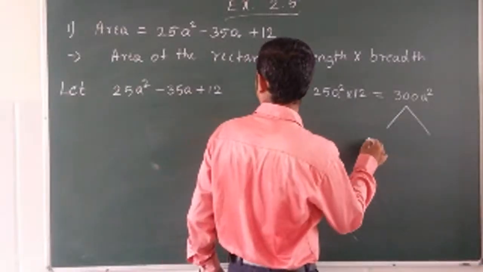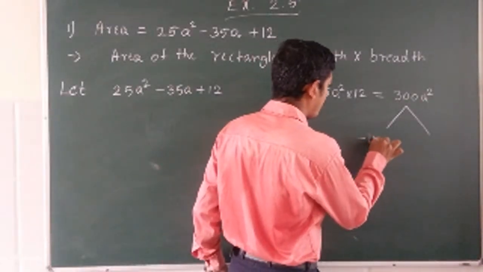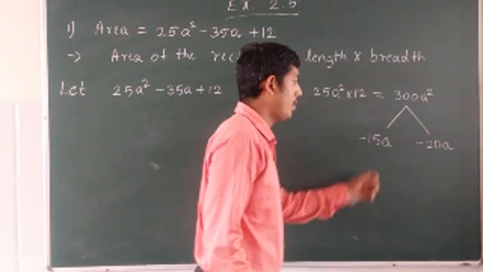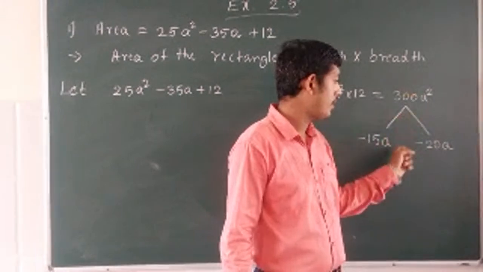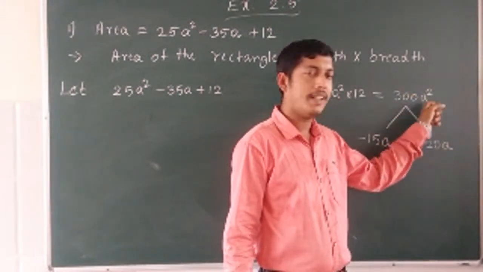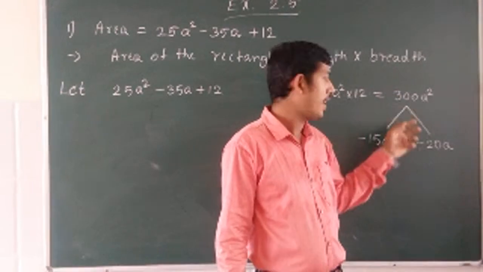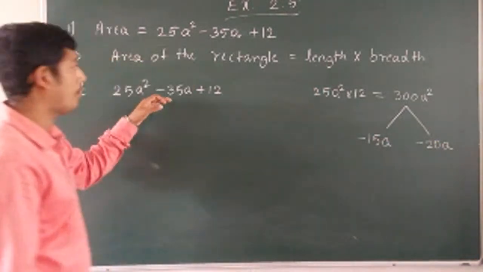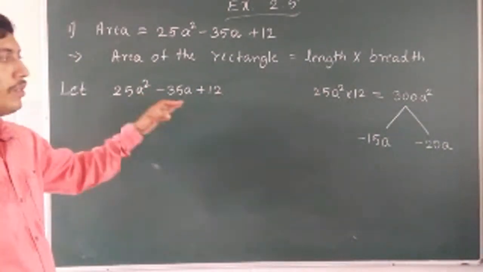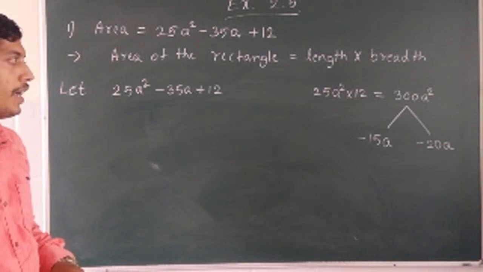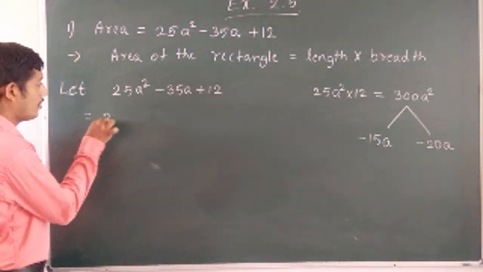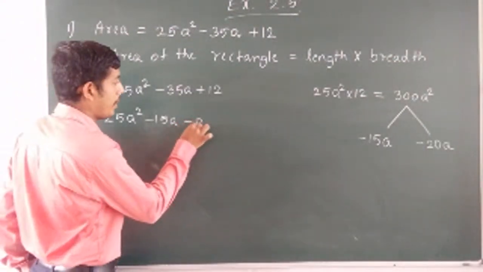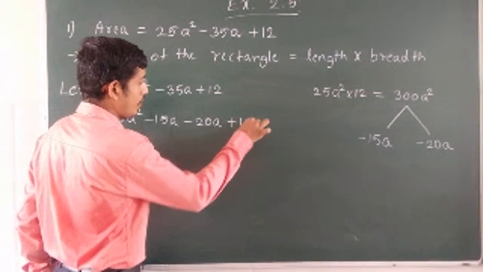So I will consider minus 15a and minus 20a. 15 into 20 is 300, a into a is a square, minus into minus is plus. Both signs are the same, therefore we have to add: minus 15a minus 20a becomes minus 35a. 20 plus 15 is 35. So therefore it becomes 25a square minus 15a minus 20a plus 12.